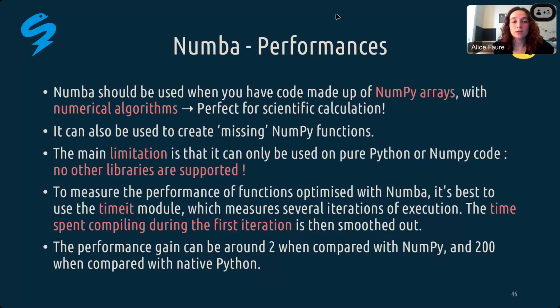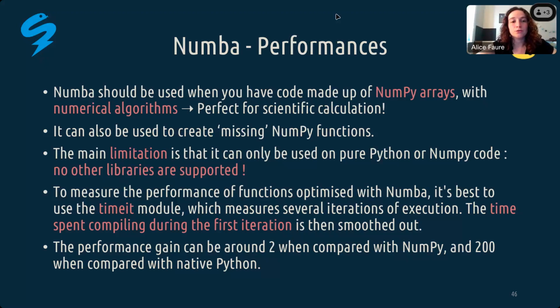So what can we expect in terms of performance from Numba? First of all, as I said, you should only use it when you have code that is made up of NumPy arrays, numerical algorithms, for loops, and NumPy code. It's very good for scientific calculation if you don't want to do other fancy things. You can also use it to create missing NumPy functions, for example to compile a part of the code when you want a vectorized version of it and NumPy doesn't provide it. But the main limitation is that it can only be used on Python or NumPy code. So if you want to use another library like matplotlib or SciPy, it's not going to be supported. So it can ask for a lot of refactoring of your code if you use other libraries, and you have to do without them.